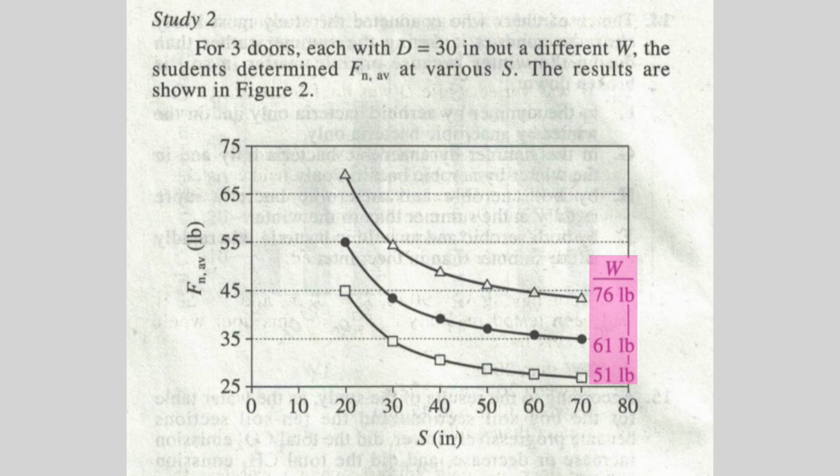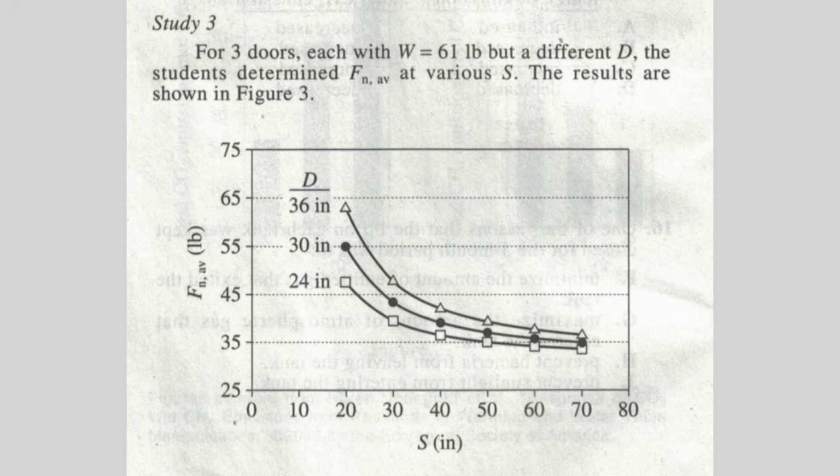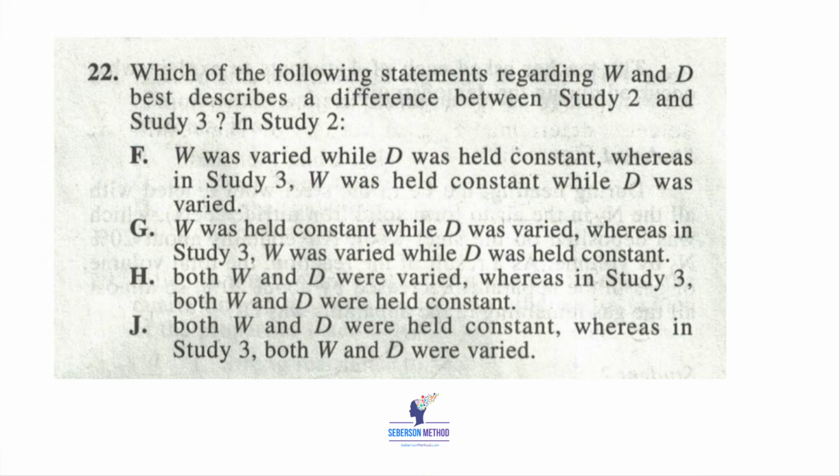So for 3 doors, each with D equaling 30, if D was equaling 30, that means D was held constant. And then in study 3 up here, we can see that for 3 doors, each with W equaling 61 pounds, W was held constant. So in study 2, D was held constant, and then in study 3, W was held constant. So let's take a look at the answer choices.